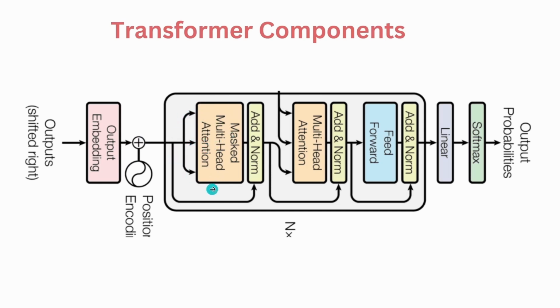This block generates the attention vectors for each word in the output sentence. These vectors capture how much each word in the sentence relates to every other word in the same sentence. The masked part means that the model is only allowed to consider the current and previous words in the sentence while predicting the next word. This mask prevents the model from cheating by looking ahead at the words it is supposed to predict. After that we are going to do the cross attention.